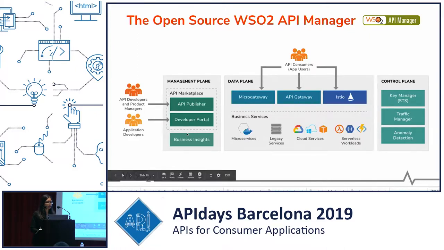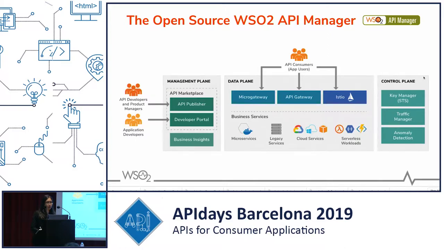So the application developers will basically browse through the APIs, or they can search for a particular API, find information about how to access them, and then subscribe to them and get a security token so that they can use that token in the application so that the end users can access that backend microservice.